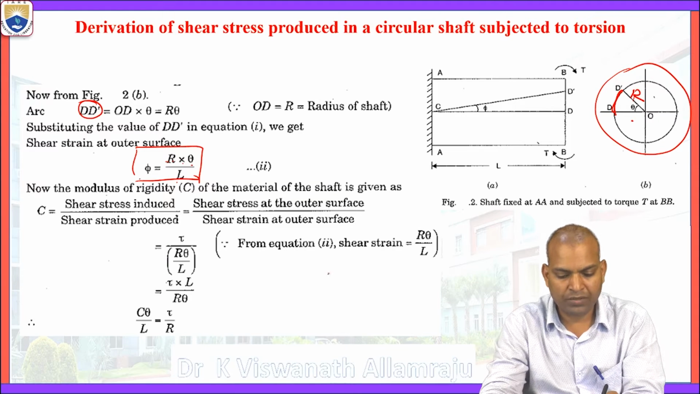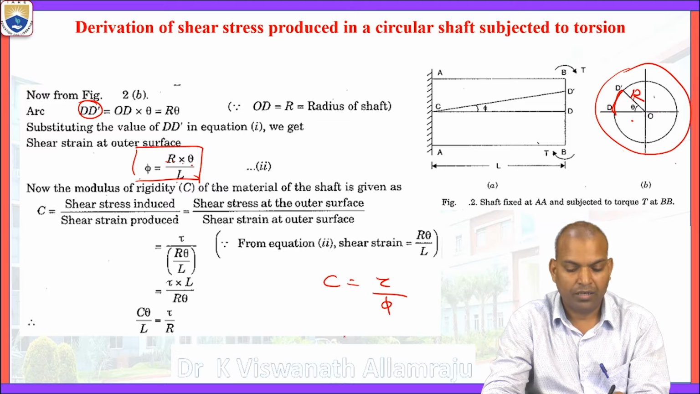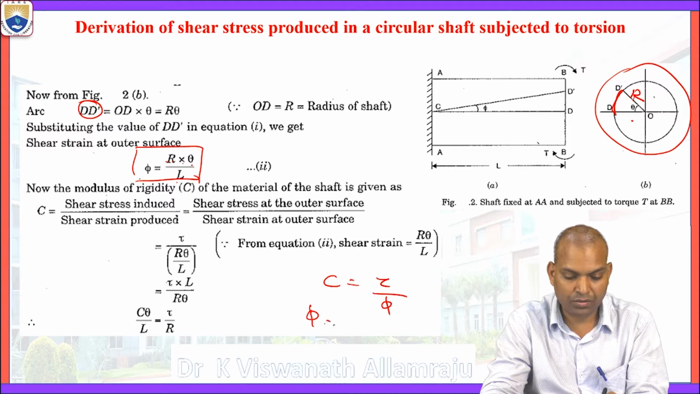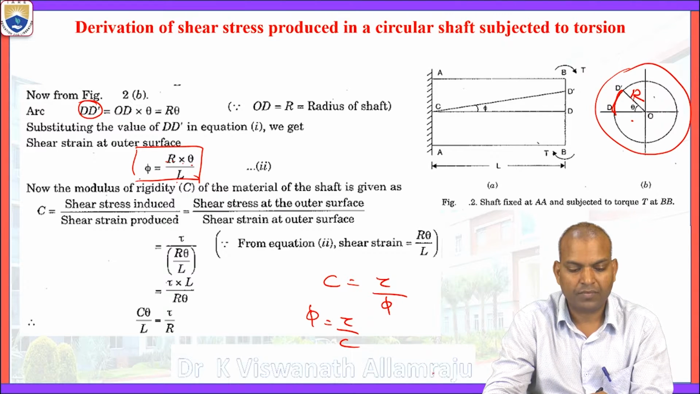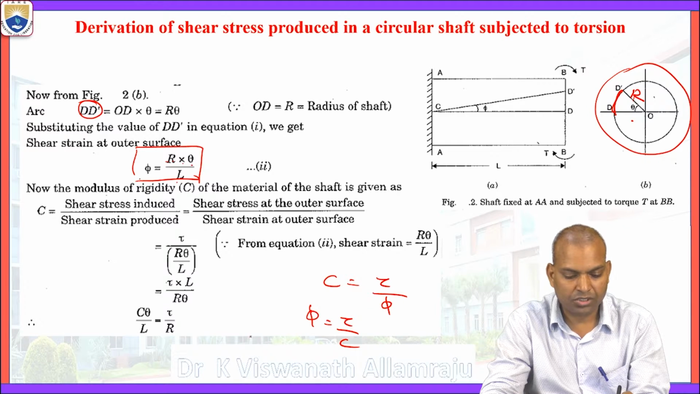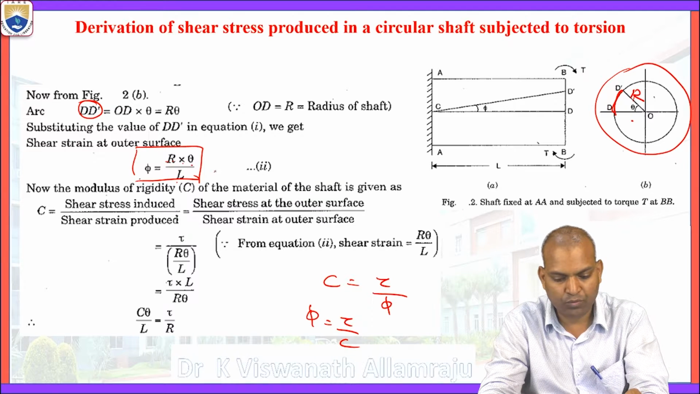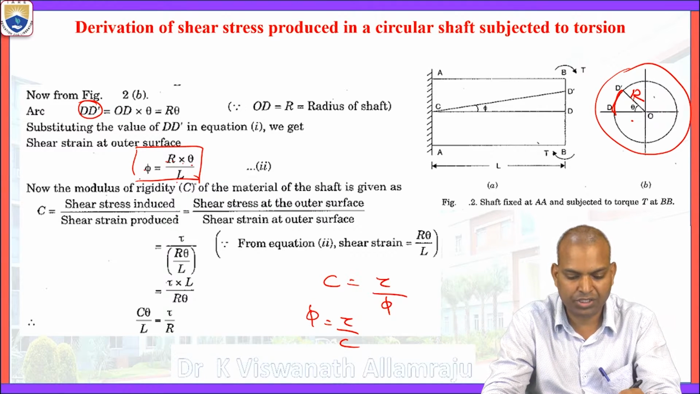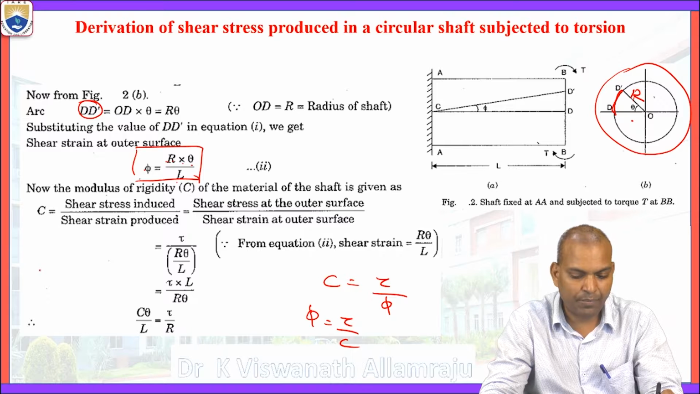So now modulus of rigidity is C equal to shear stress by shear strain. From that, shear strain phi equal to tau by C. That is also okay. Then equate both equations, shear strain and shear strain. Then what will happen here?